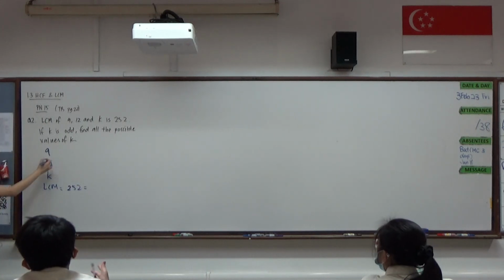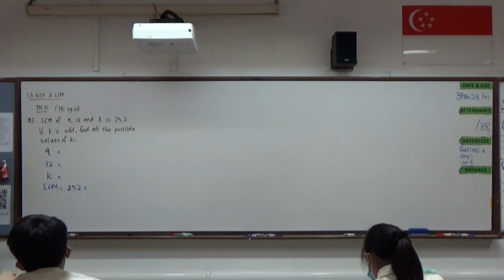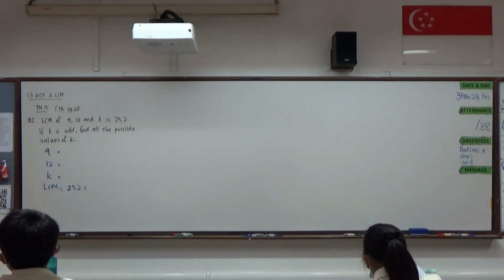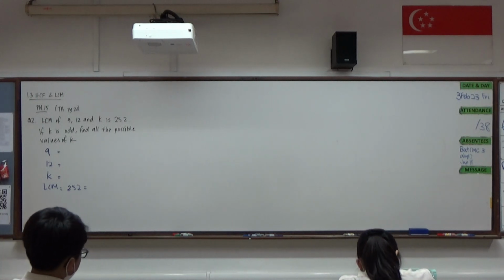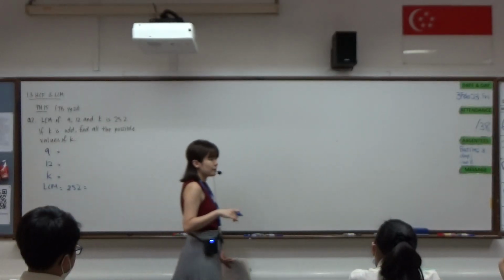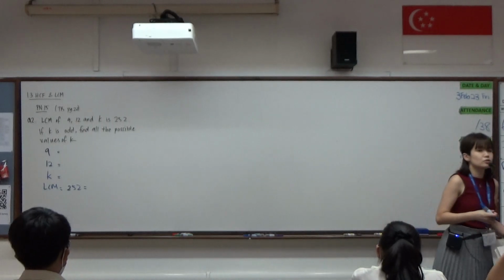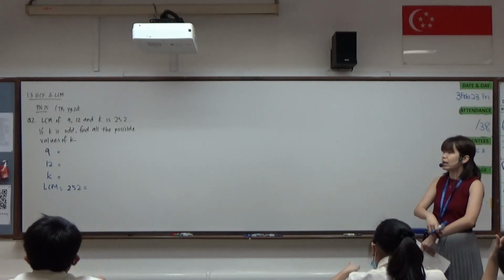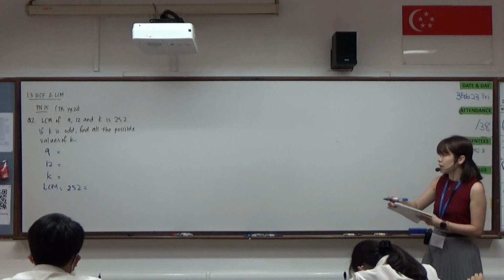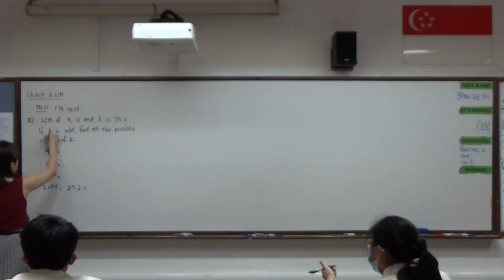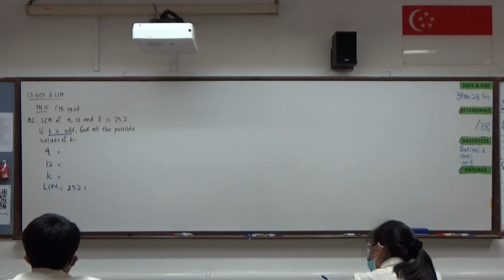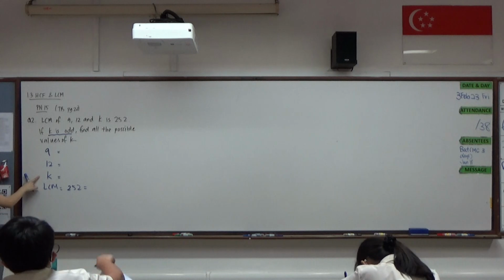If you set it up according to the prime factorization method, this is how it looks. For such questions, we can only do it by prime factorization. We cannot use the ladder method; it will not work out. The question says that k is odd, so we have to keep that in mind. We want to find all the possible values of k.